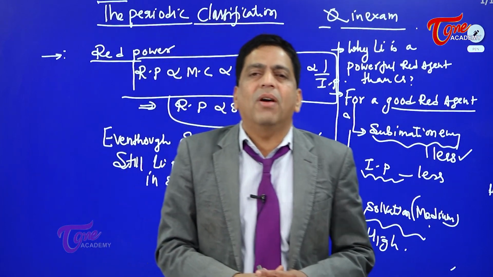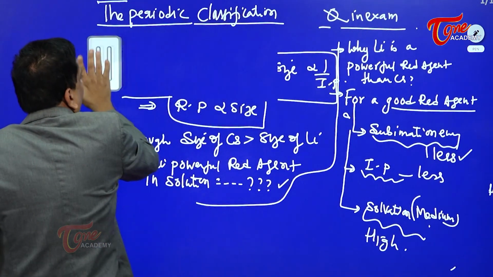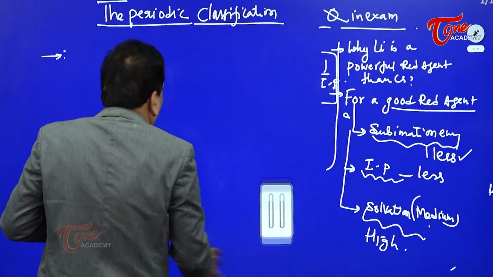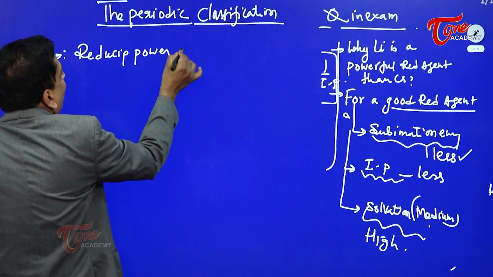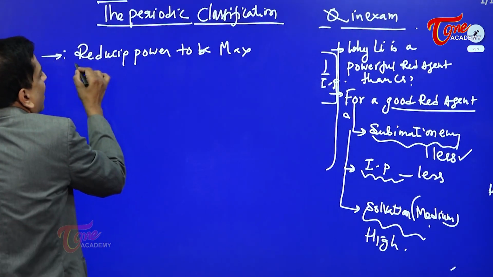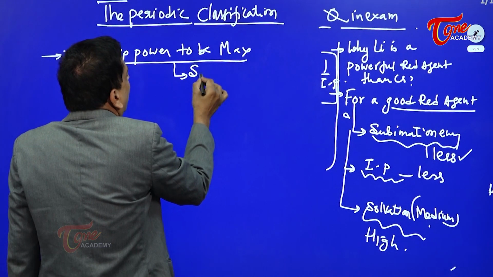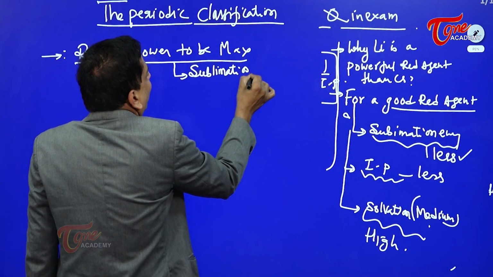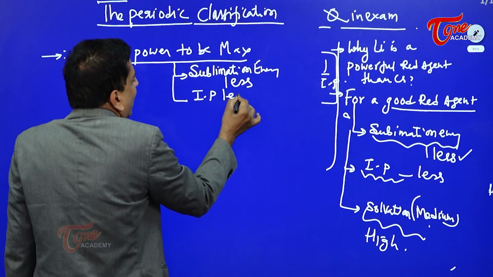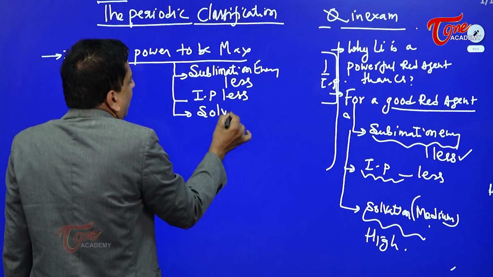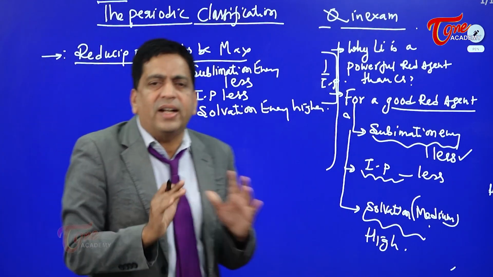So what will make you a powerful reducing agent is the question. Then I think you can actually write this. This is how it is determined. For reducing power to be max, these must be fulfilled. The sublimation energy must be less. Ionization potential must be less. And the solvation energy must be higher.